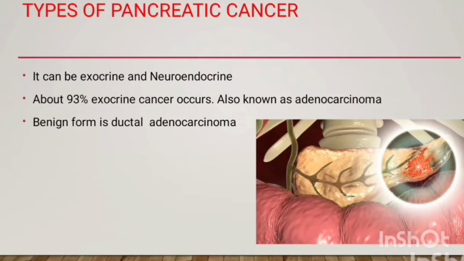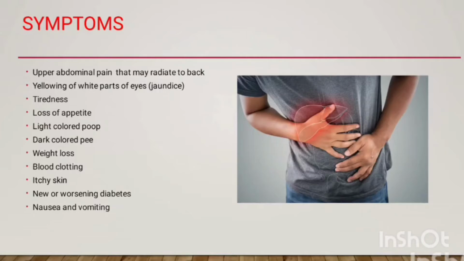What are the signs and symptoms of pancreatic cancer? Upper abdominal pain that may also radiate to the back. So, if a person complains that he is having abdominal pain and that is radiating to his or her back as well, it will be a sign of pancreatic cancer.